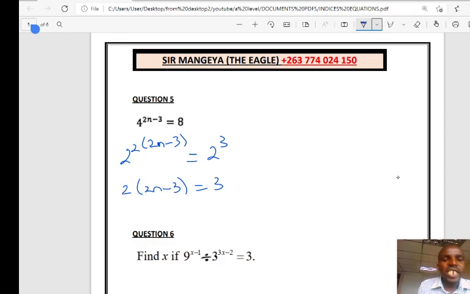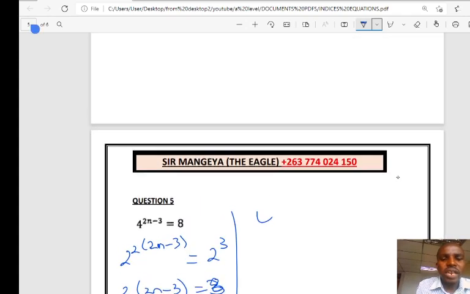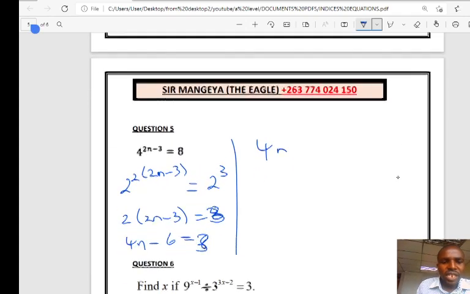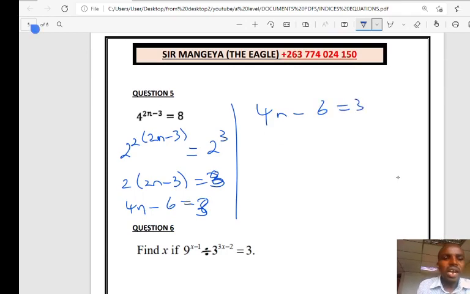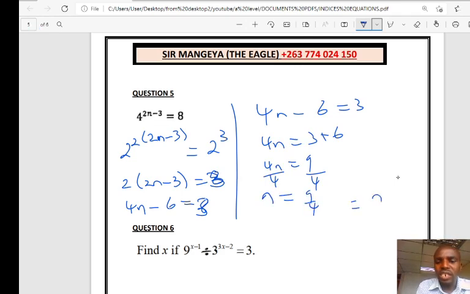Remove the brackets, collect like terms, simplify. It will be 4n minus 6 is equal to 2 to the power 3, which is 8. Then equate the powers. So 4n minus 6 is equal to 3. Then after that, collect like terms, simplify. 4n is equal to 3 plus 6. 4n is equal to 9. Divide by 4 here. It will be n is equal to 9 over 4. 9 over 4, you can put it as 2 and a quarter. Still the same. Done.